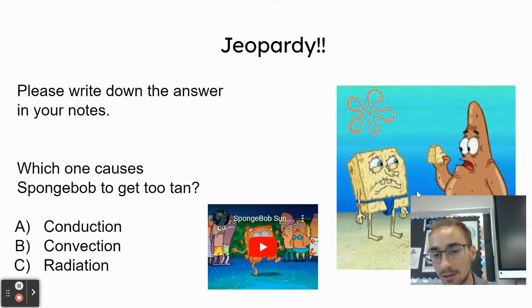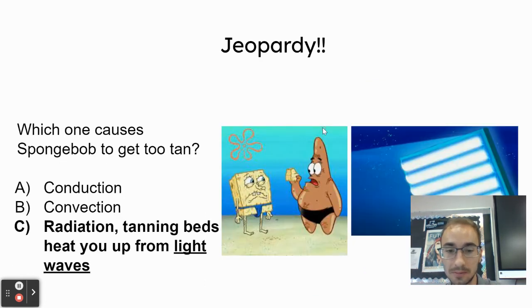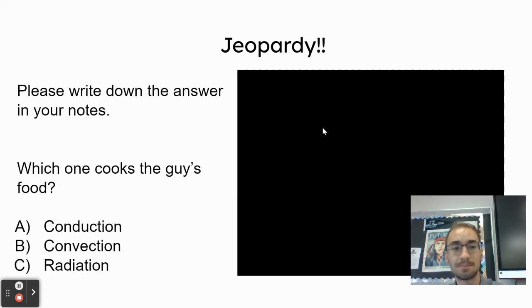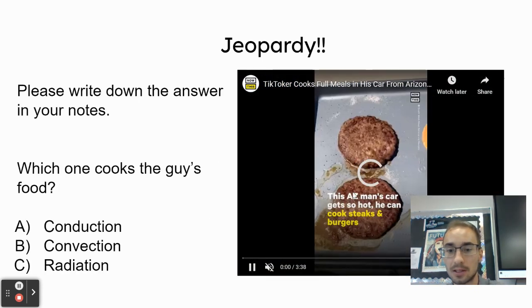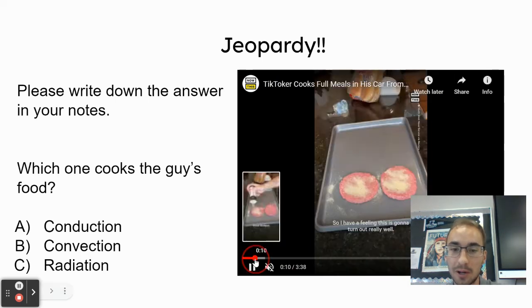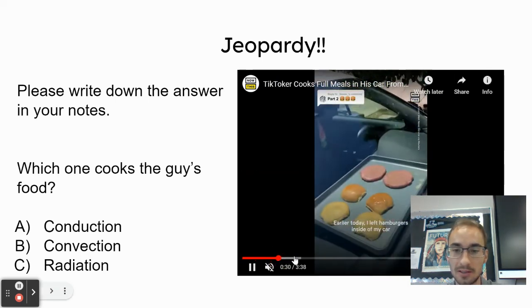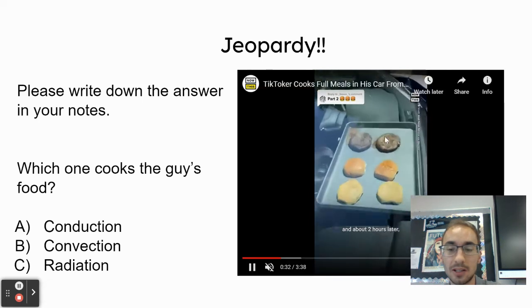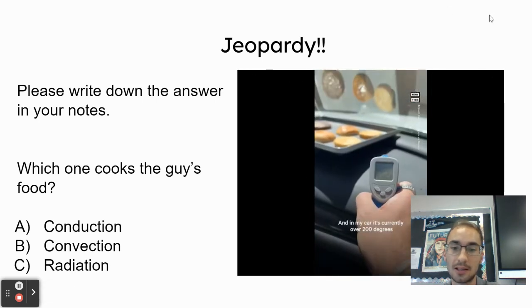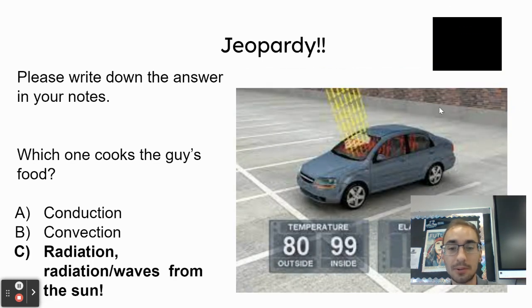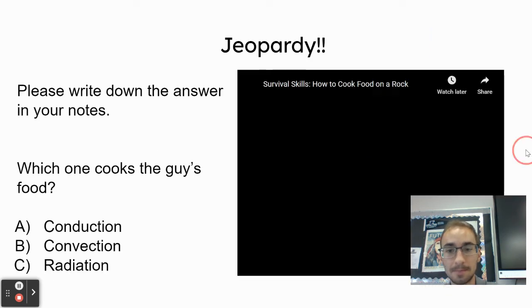Which one makes you get tan? Pause the video and try and think about it. If you thought radiation, you'd be right. Tanning beds heat you up from light waves, ultraviolet light. Some people in Arizona, they put food out to cook in a car because it's so hot there. What do you think cooks the guy's food? That one's also radiation from the sun.